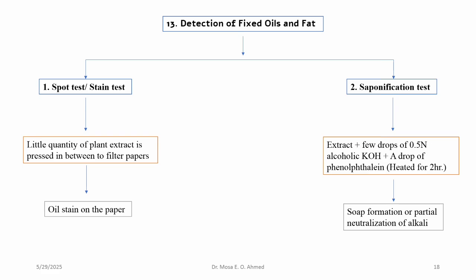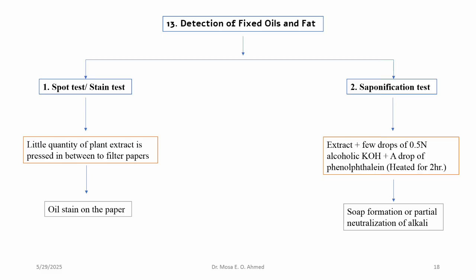In a spot test or stain test, we can place a small quantity of plant extract and press it between two filter papers. We take a small amount of plant extract and apply pressure, or move the filter paper over the plant extract. We can note that after a few minutes there can be an oil stain on the filter paper that is resistant. This means it is fixed oil.